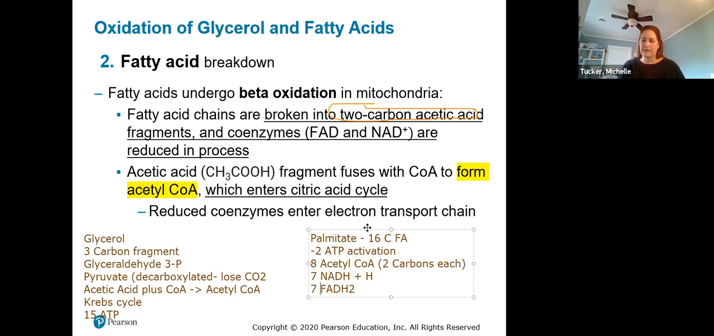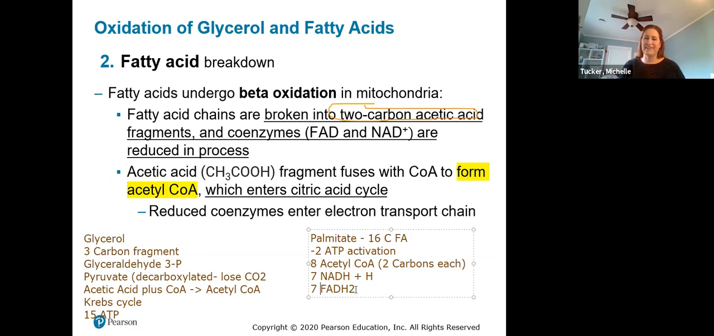So if you have palmitate as a 16-carbon fatty acid example, you would get 8 acetyl-CoA, because each of these is 2 carbons, and 7 NADH plus H's plus 7 FADH2s.